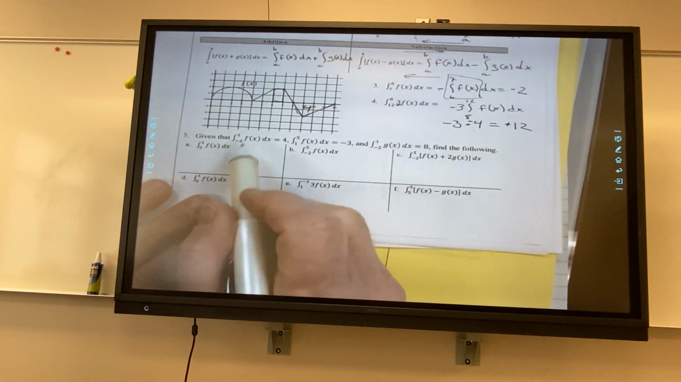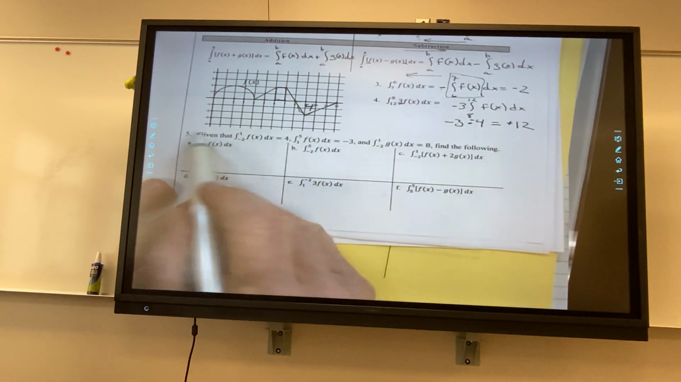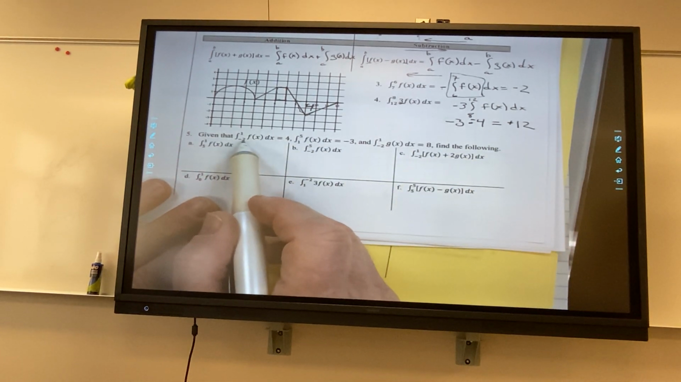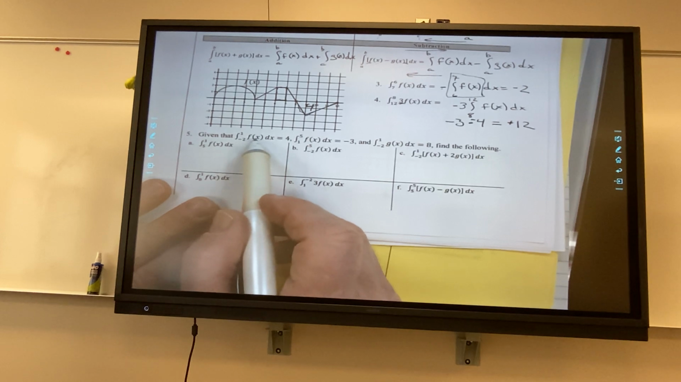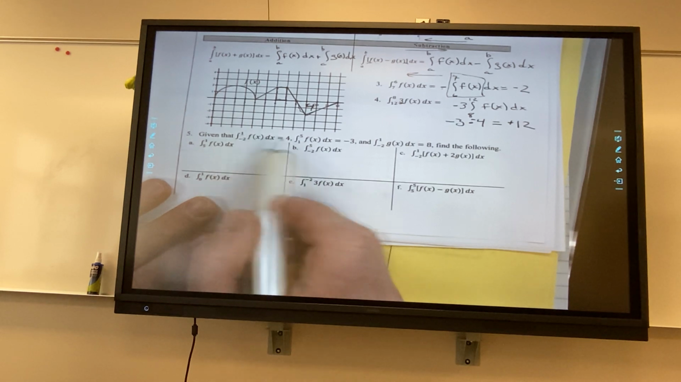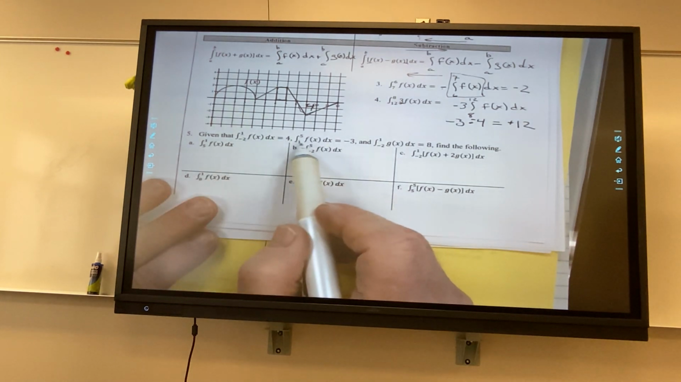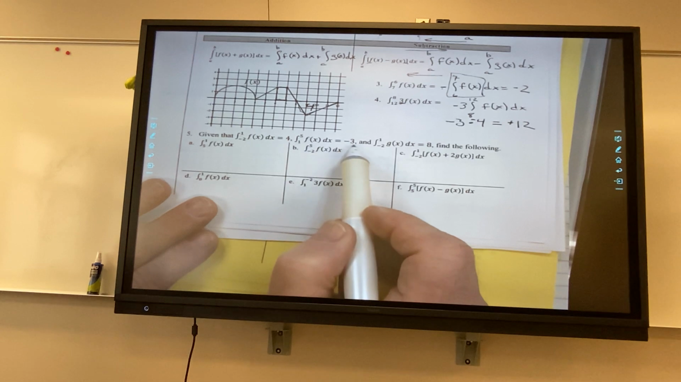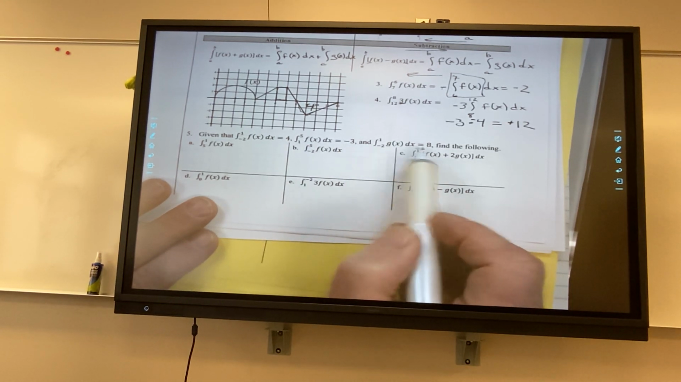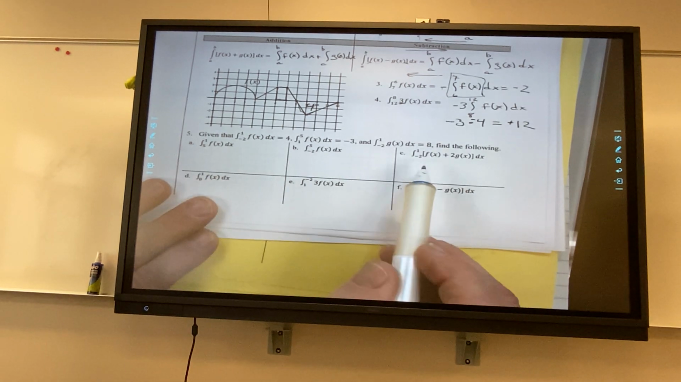All right, so let's take a look at this. They give you some integrals. Notice there's no function, there's no picture. They're saying the area between f of x and the x-axis from -2 to 1 is 4. The area here from 1 to 5 is a -3. From -2 to 1 of g of x is 8. And they're going to ask you to figure out the following.